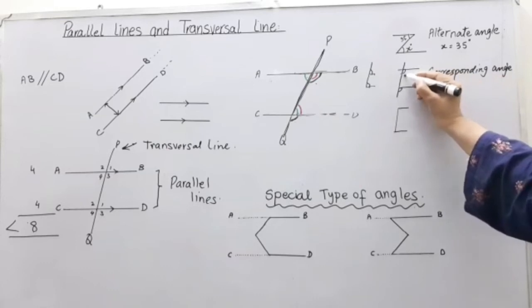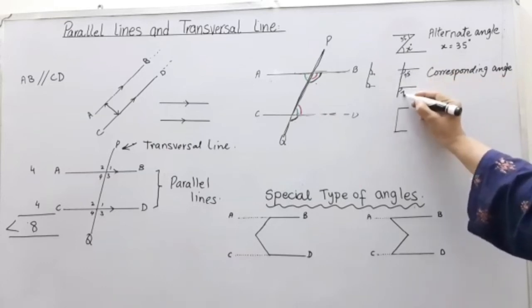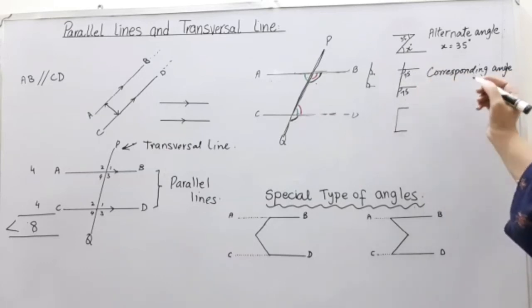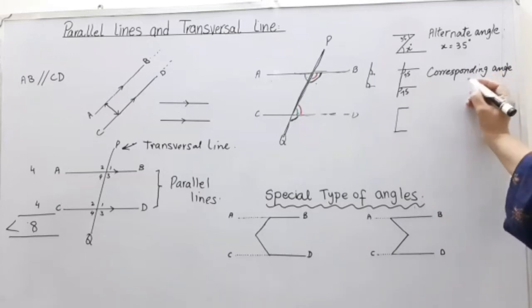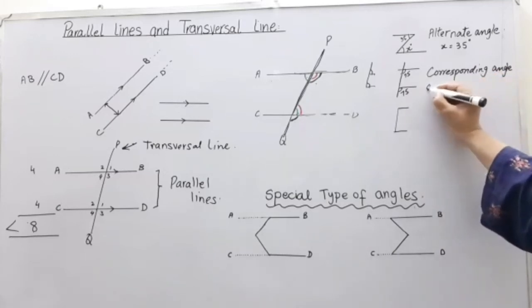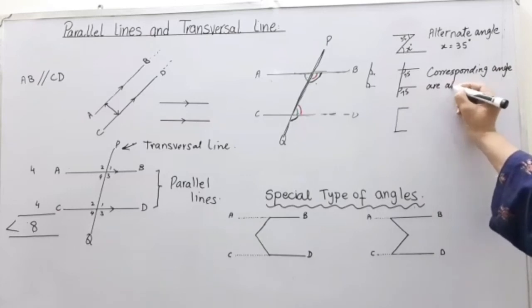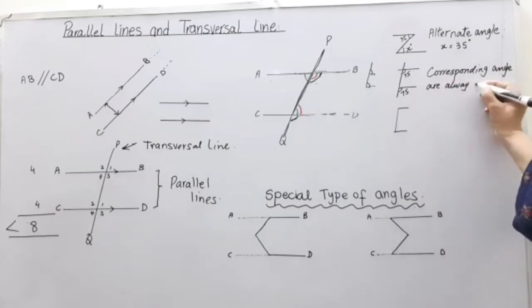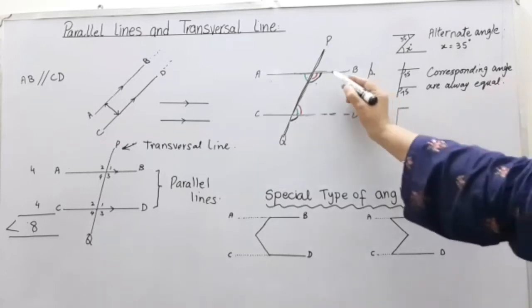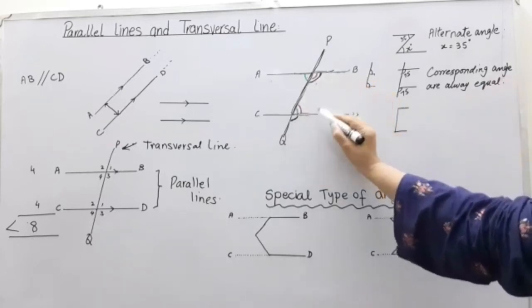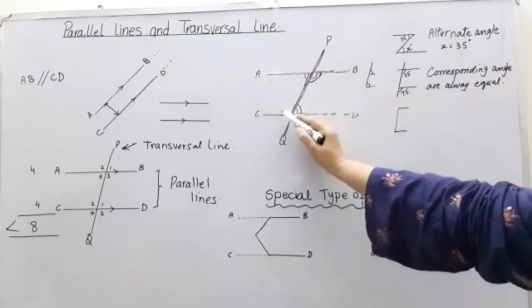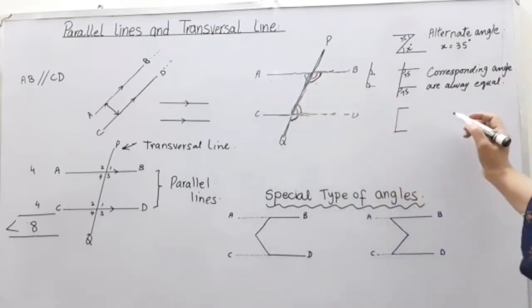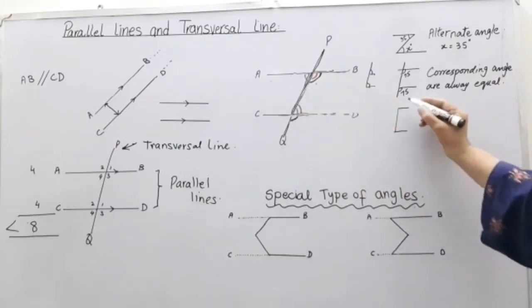If this angle is 75, it will also be 75. So they are always equal. Corresponding angles are always equal. And the third type of angle, you see the picture, C here and second C is here. Only two types of interior angle. They are called the interior angle.